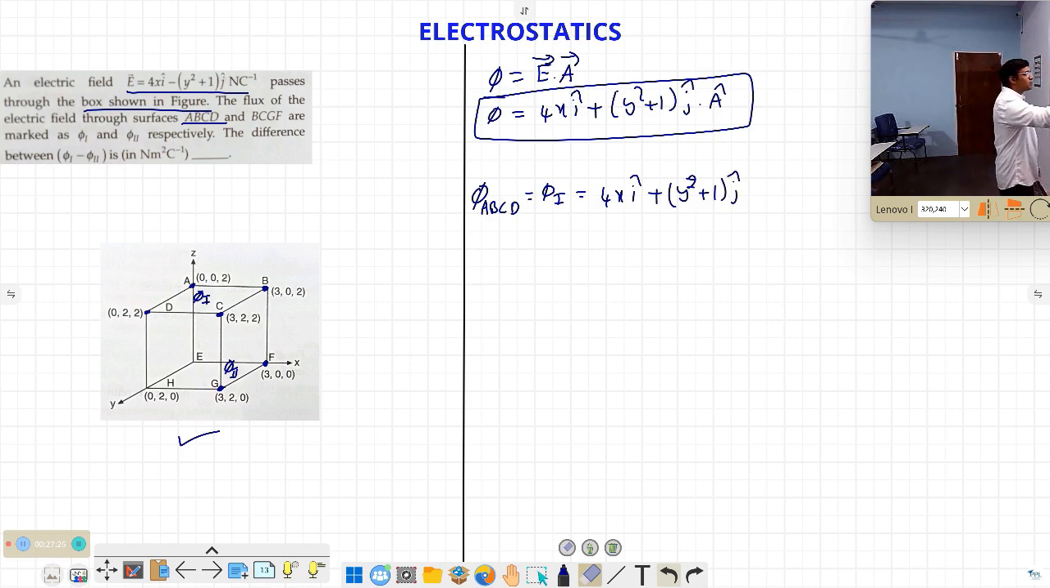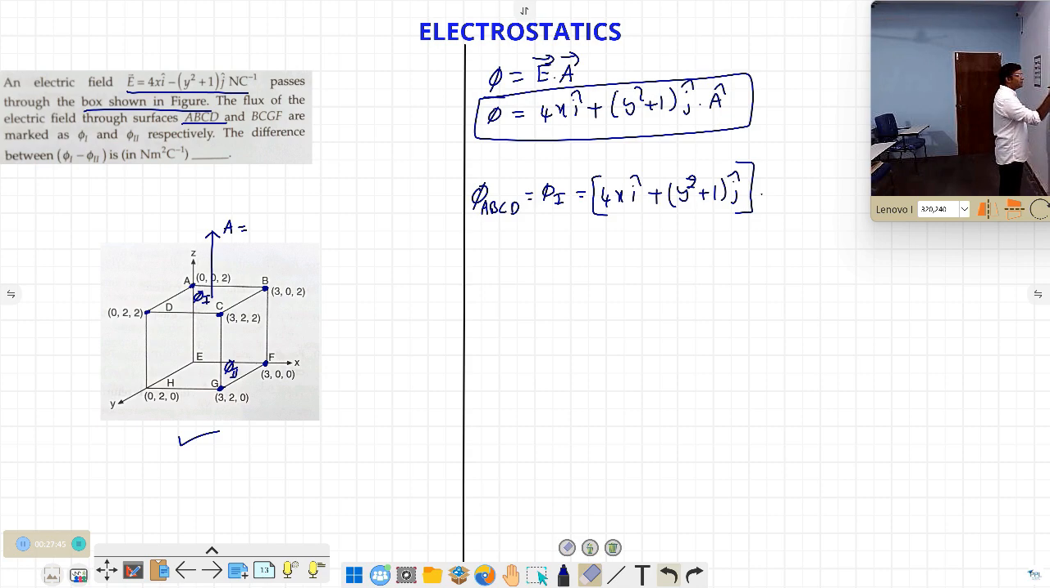So what is the area? If you observe this one, in this case the area vector, which is the ABCD, this is the area. So the area vector is always normal to the surface area. This is the direction of the vector which is parallel to the axis. So what is area? Area is equal to nothing but length into breadth.